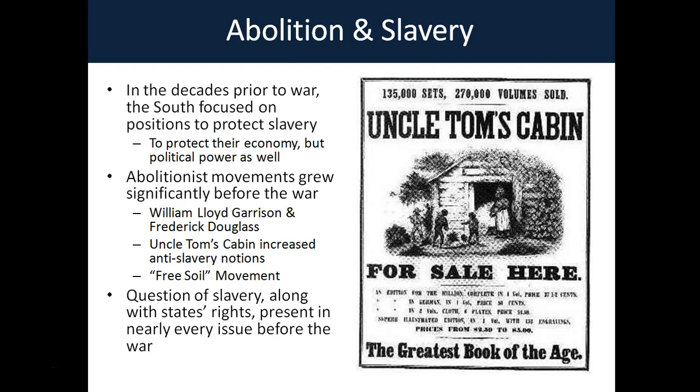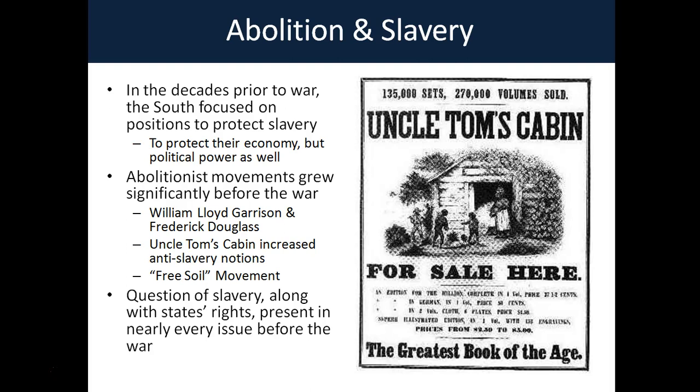And then furthermore, with the abolitionist movement, I don't want to get into too many specifics just yet. It significantly grew before the war because of questions looking back to our Declaration of Independence, where it says all men are created equal, and then other forms of legislation and actions. Two big figures that we'll take a look at, William Lloyd Garrison and Frederick Douglass, were very important.